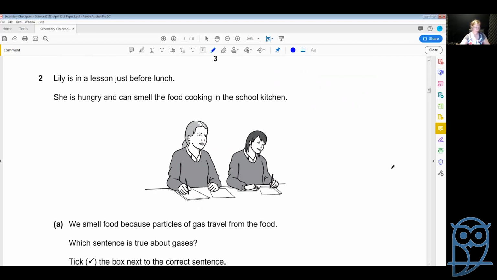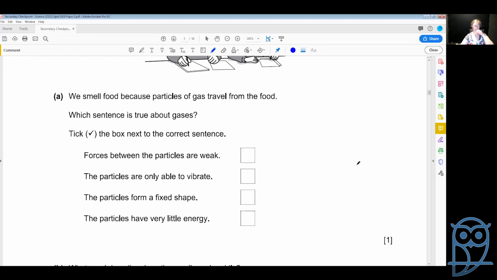Okay. Question 2 says that Lily is in a lesson just before lunch. She's hungry and can smell the food cooking in the school kitchen. So now we need to answer some questions. So A, we smell food because particles of gas travel from the food. Which sentence is true about gases? So tick the box next to the correct sentence.